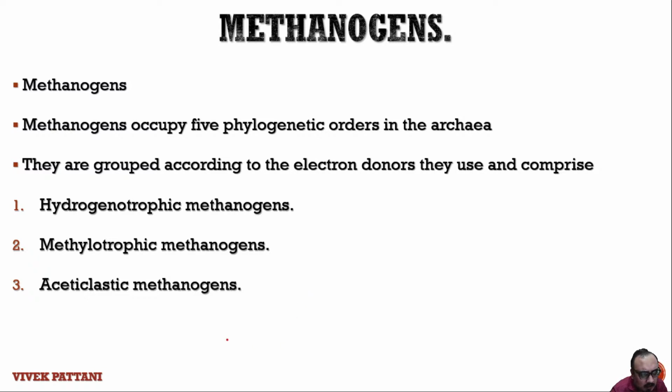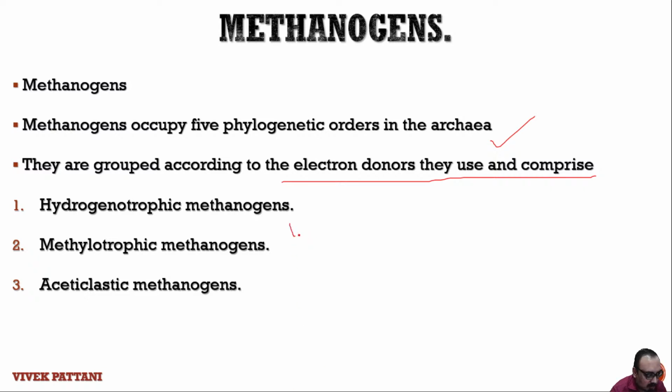Till now, about 5 different phylogenetic orders of the methanogenic groups have been identified, and what I am going to discuss is the classification according to the electron donors they use. They are divided into 3 groups based on the electron donors they use.